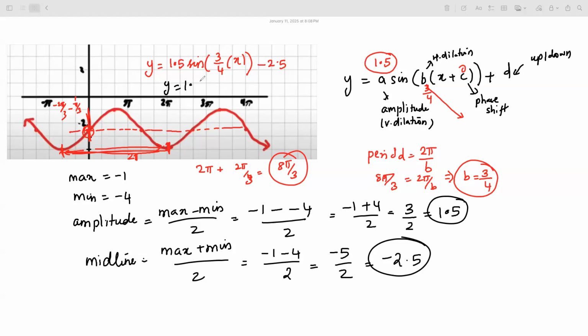Cos, same, but then slightly different. b remains the same because the period is the same. However, there is a phase shift. Here, the cos curve should have been at its maximum. The curve should have gone like this, but it went over by pi by 3, another pi by 3, 2 pi by 3, it went to the right. So there is a phase shift of 2 pi by 3 to the right. So what happens? It's minus 2 pi by 3. Yep.